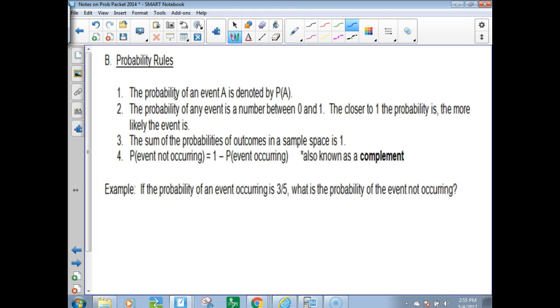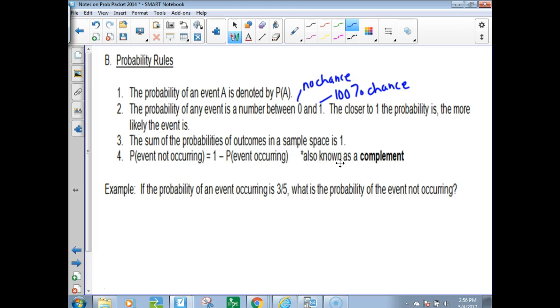So, probability rules. The probability of an event A is denoted by P of A. The probability of any event is a number between 0 and 1. 0 would mean no chance, and 1 would mean 100% chance, or always happening. The closer to 1 the probability is, the more likely the event is. The sum of the probabilities of the outcomes in a sample space must be 1. Add up to 100%.